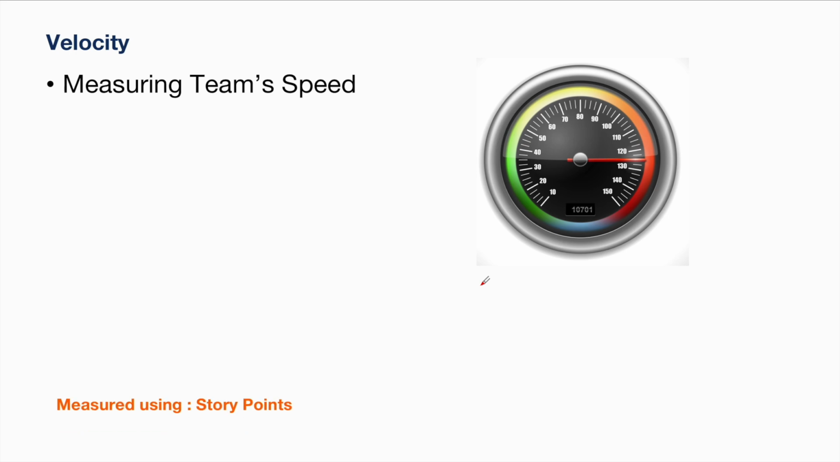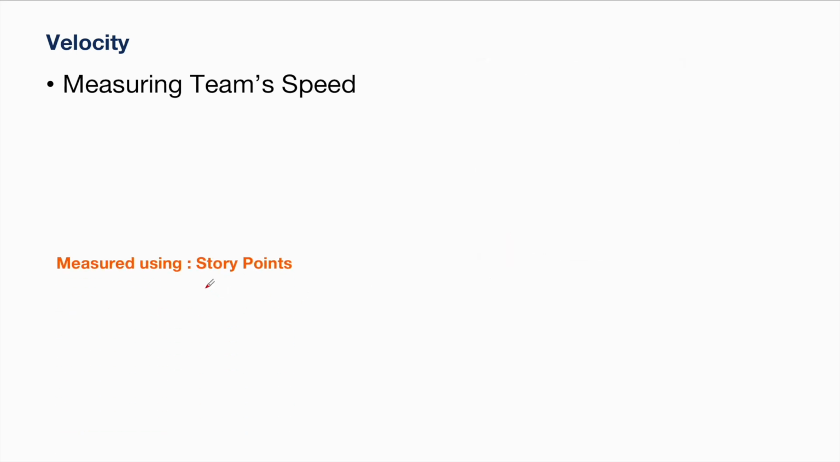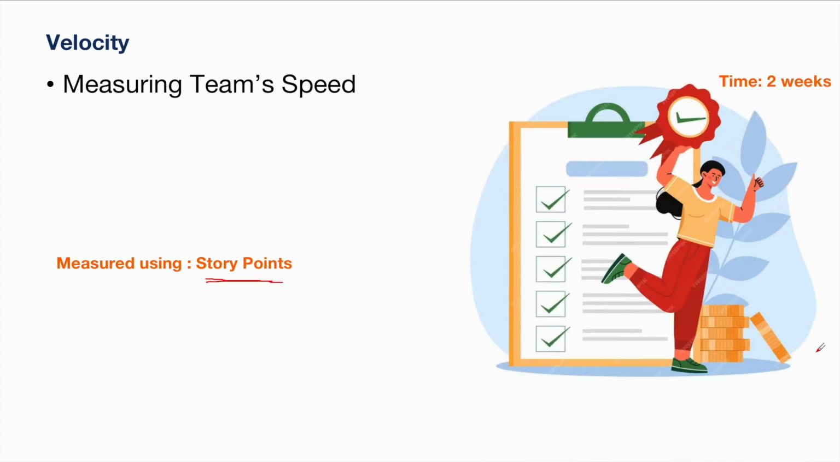Velocity is about measuring team's speed. The speed here is measured in story points. For example, distance you are measuring in kilometer. Vehicle speed is measured in kilometer per hour. Like that, here team speed in agile project is measured in story points. Imagine you have 2 weeks of time to complete a set of tasks. Your completed story point is 20, then your speed is considered as 20 story points.